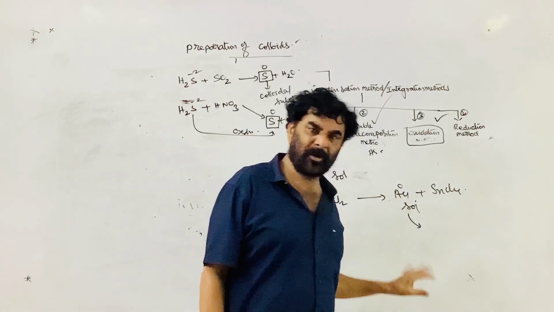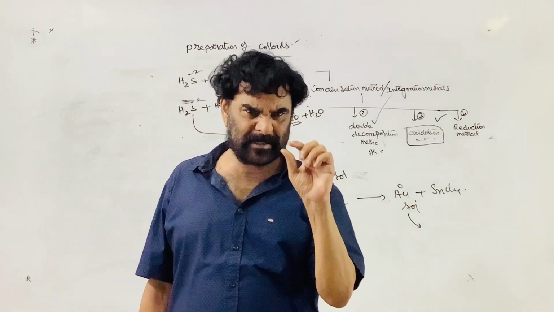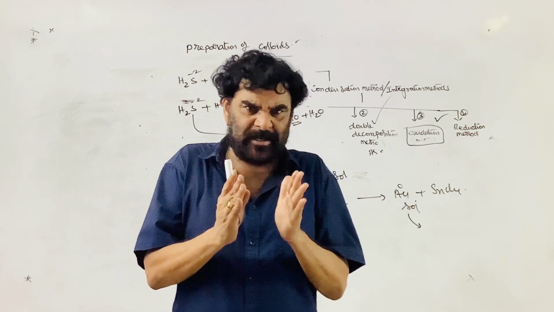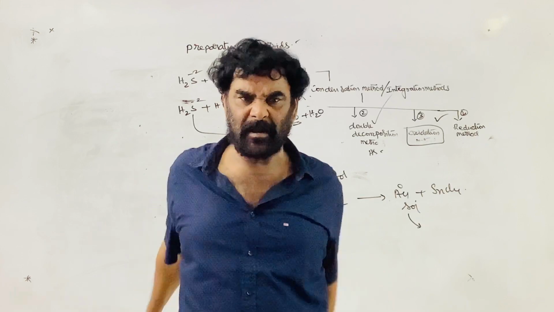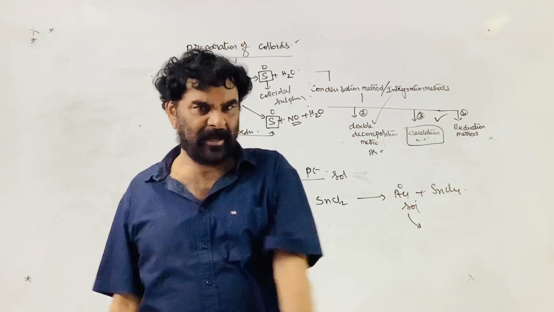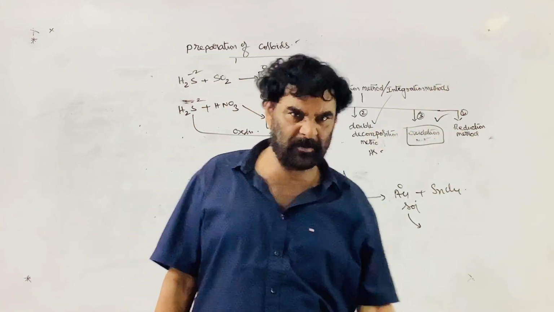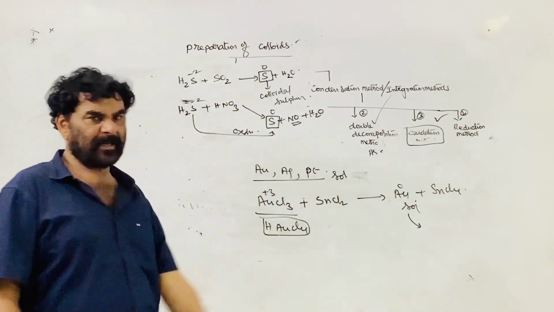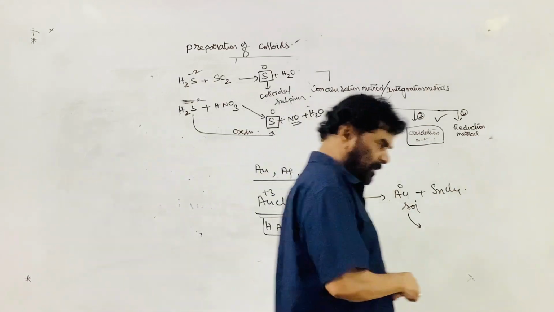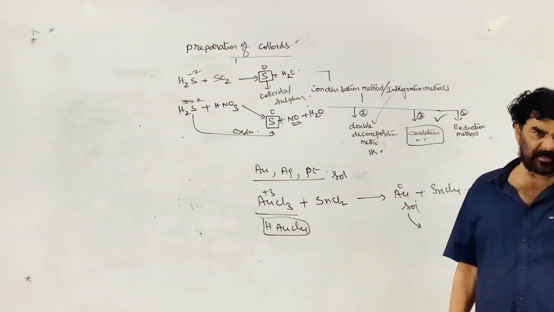The color of the gold sol depends on the size of the gold particles. If the particle size is very small, less than 100 nanometers, it shows a deep red color. Bigger size shows purple color. Still bigger shows blue color. Still bigger shows yellow color, the normal gold color. That depends on the size of the gold. That was the formation of the purple of Cassius, the reactions of gold.